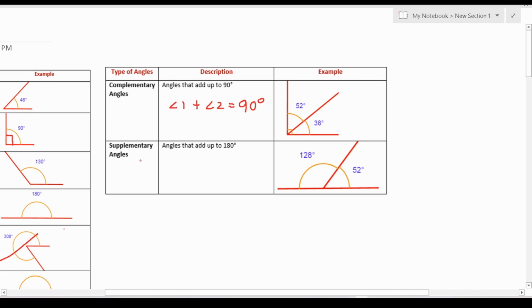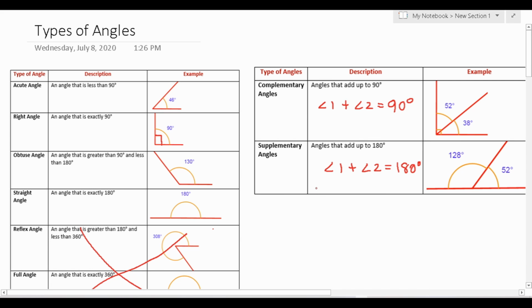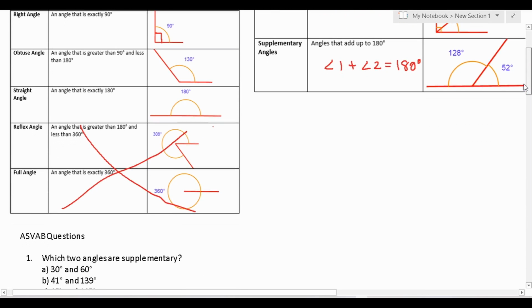Whereas supplementary angles are angles that add up to 180 degrees or straight lines. And algebraically, that looks like this. Angle 1 plus angle 2 equals 180 degrees. As it stands, you have enough information to solve the practice problems in this video. So in light of that, I recommend you attempt to work out these ASVAB questions on your own.